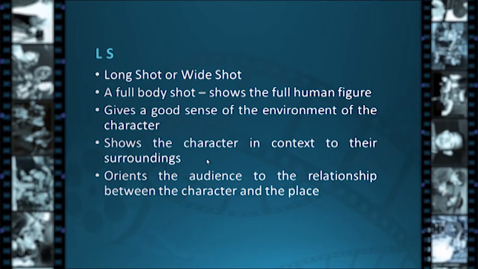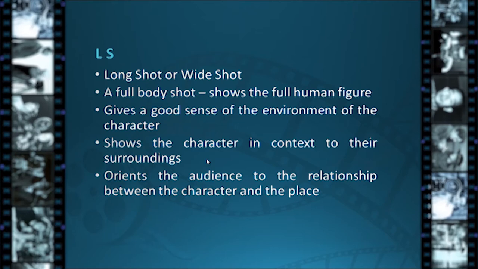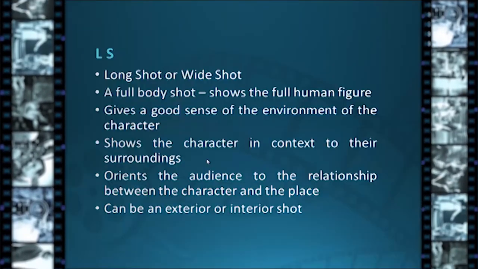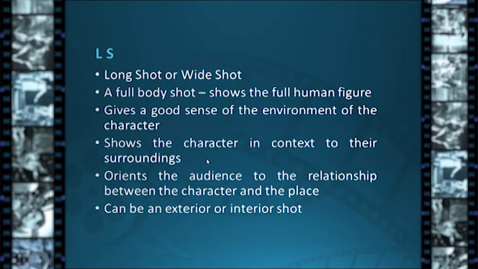What does a long shot do? It orients the audience to the relationship between the character and the place. So, how is it that the character is related to that particular place, to that particular setting that he or she is in? Now, this particular shot can be both an exterior shot or an interior shot. Now, as I said, if let's say you have a shot of a person on the beach, you can have a long shot where you can see the full human figure and you can see the entire beach. So, it tells you that the person is there for a reason, probably to enjoy a day out and all of that. Let's look at an example of long shots.